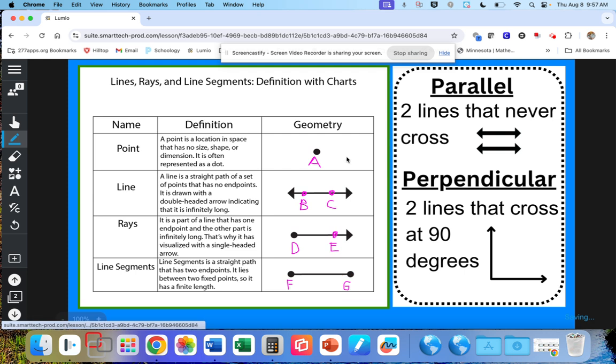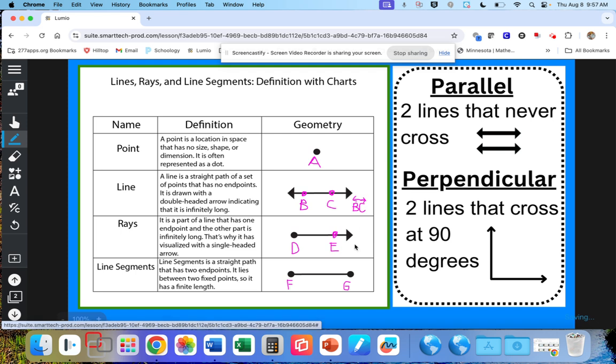To name these objects is pretty simple. We usually go alphabetical order. So this is line BC. So we write BC, and then we just put that symbol of a line above it with those arrows drawn on.